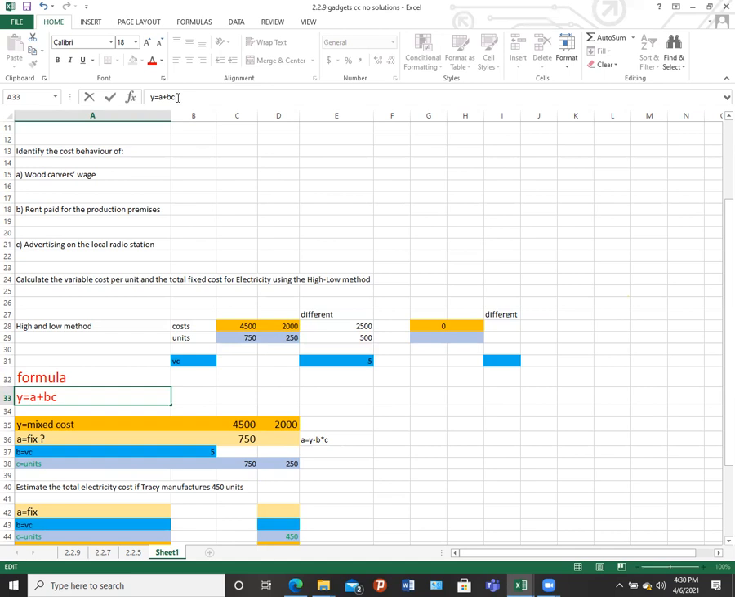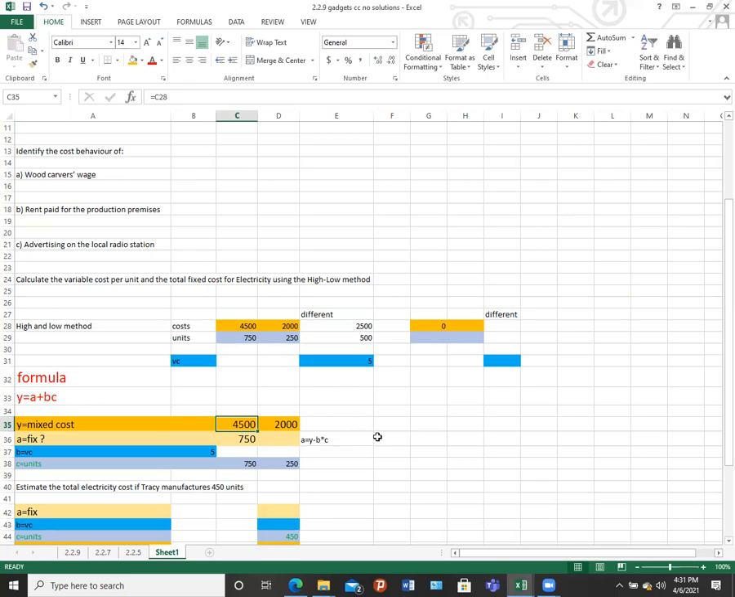Okay, sir, on mixed cost, are we obligated to put both numbers, or can we put either 2000 or 2.5? Repeat your question. On Y, sir, it's mixed cost, right? Yeah. So there is 4,500 and 2,000. Do we divide them, do we minus them, or do we just put them there? You just copy and paste, guys. It's just copy and paste.